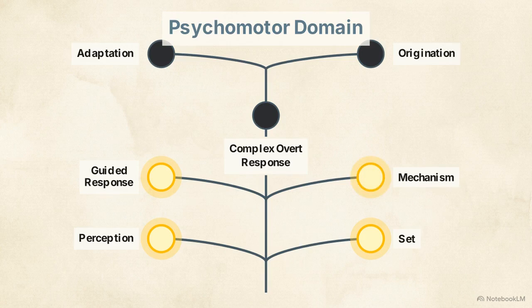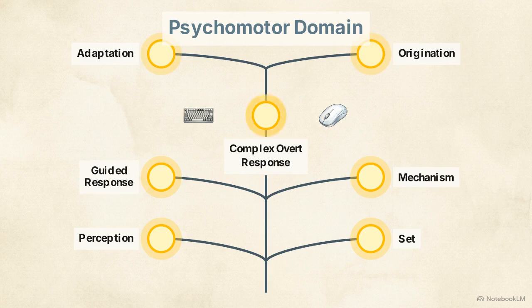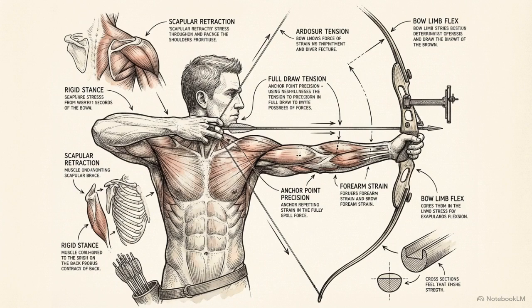Next is complex overt response. This requires executing highly coordinated sequences. Think of a learner manipulating a computer mouse and keyboard simultaneously to generate complex digital art. The apex stages are adaptation and origination. The learner now possesses enough physical mastery to modify old skills for new problems or invent entirely new physical techniques. Physical mastery follows a highly structured taxonomy, requiring deliberate, sequenced instructional engineering to achieve.